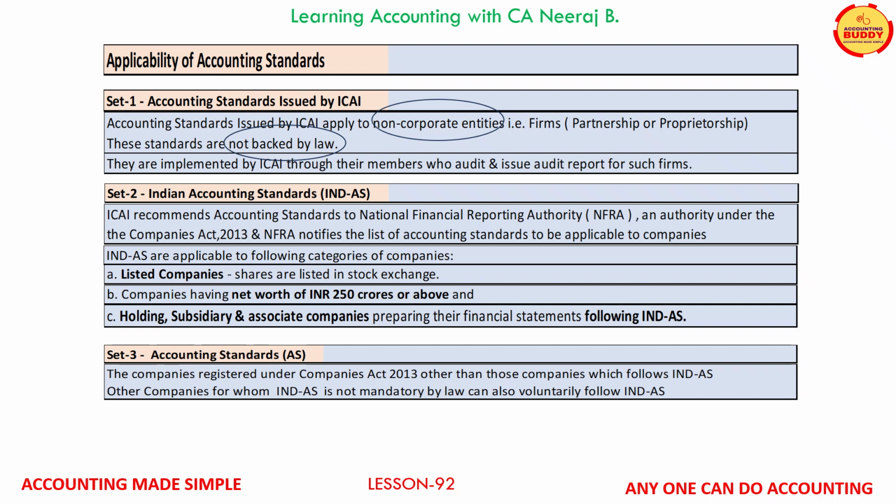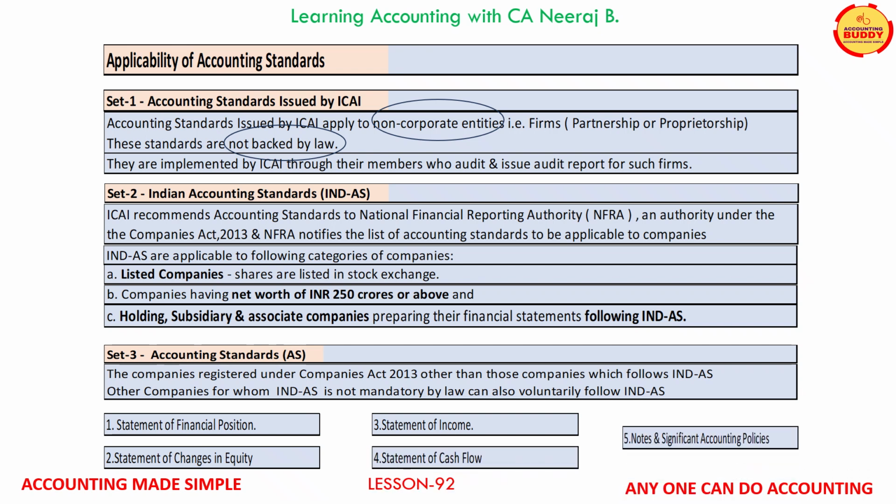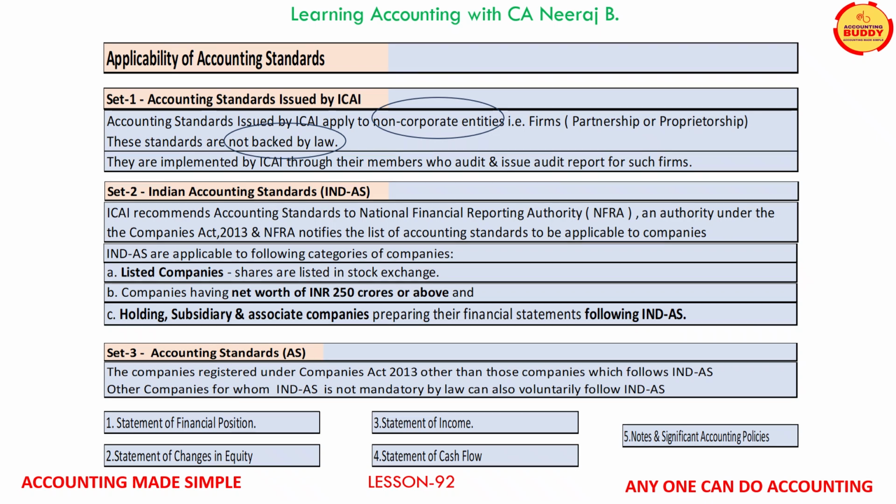Now the businesses are required to publish their financial statements in accordance to the accounting standards followed or applicable to them. Financial statements which are prepared are 5. Number 1, statement of financial position, statement of change in equity, statement of income, statement of cash flows, and the notes and significant accounting policies.